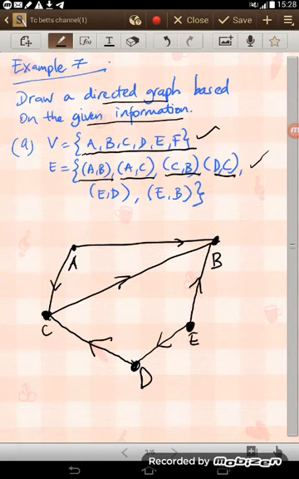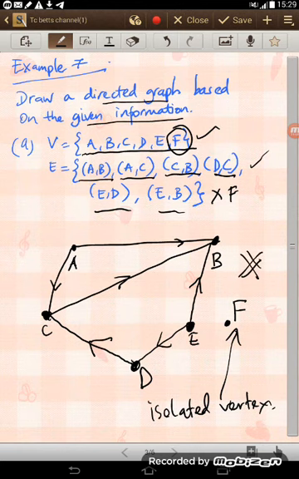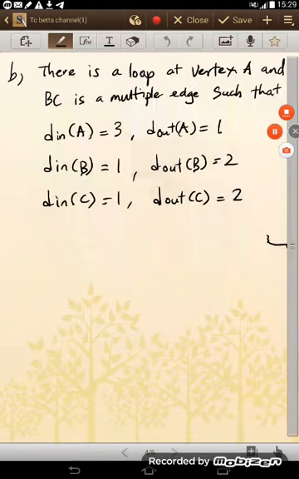But something is missing. Where is your F? Where is your F, class? F is not connected. All here, no F. So F is not connected to the graph. So where do we put F? We can put F anywhere. What do you call F? F is a vertex that is not connected to any vertices, and it is called an isolated vertex. Okay, very easy, the graph. I'm very sure you can do it. Next, we go to another example.